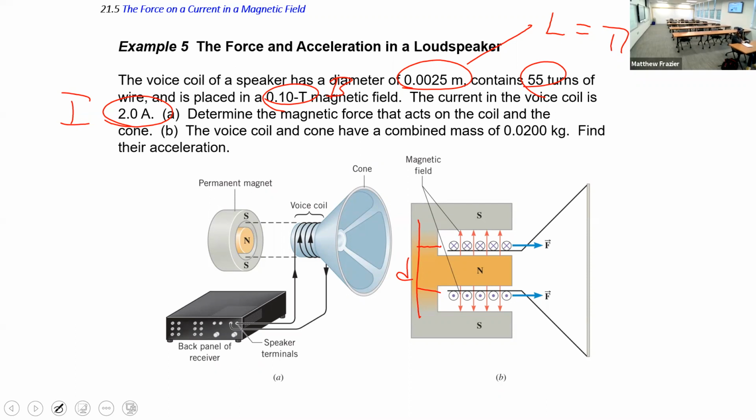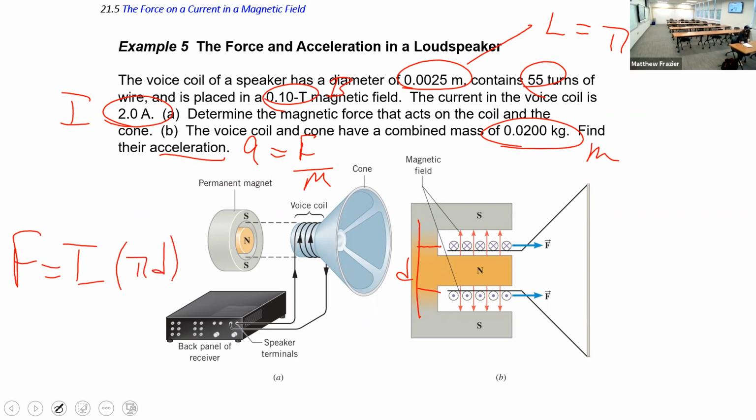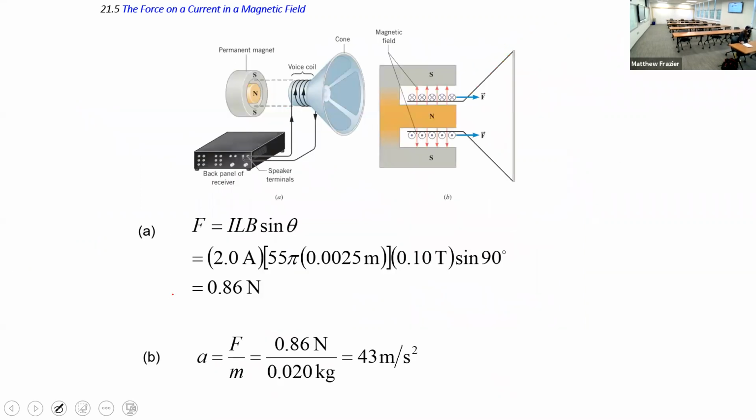So we want to find out what the magnetic force is on the coil, and then we want to find the acceleration. Acceleration will be easy. The acceleration is force divided by mass, and we have a mass here. Everything else, we have the current, we have the length, we have the magnetic field, and so our force is going to be current times our length times the magnetic field, and everything's at right angles, so we'll have sine of 90 degrees, which is 1. And we go through and calculate.